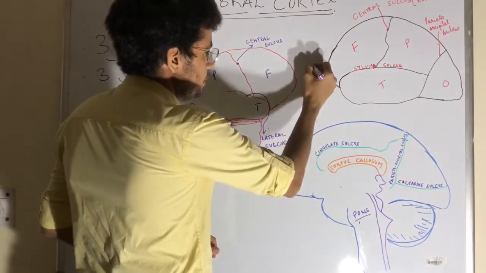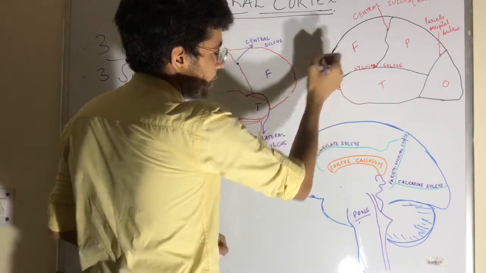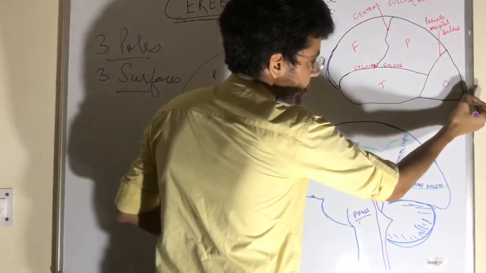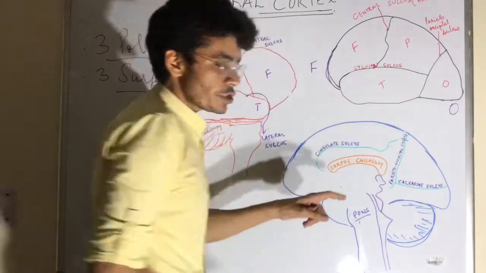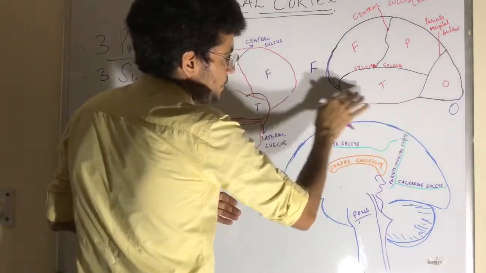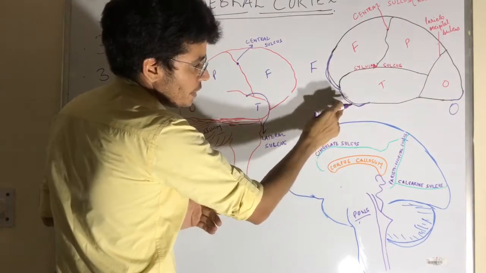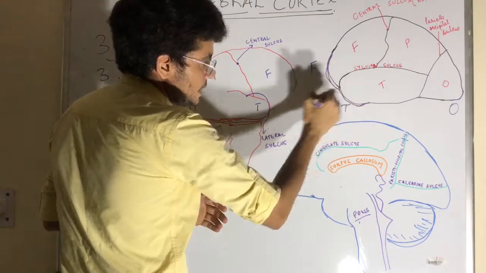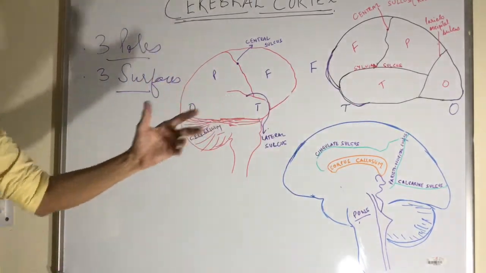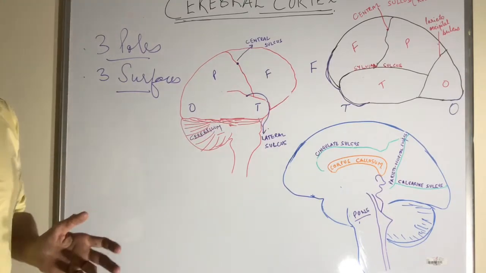Anteriorly, this is the frontal pole. Okay, frontal pole. Posteriorly, this is the occipital pole. And in between, or midway, there is one more projection over here. This is the temporal pole. So three poles and three surfaces constitute one cerebral hemisphere.